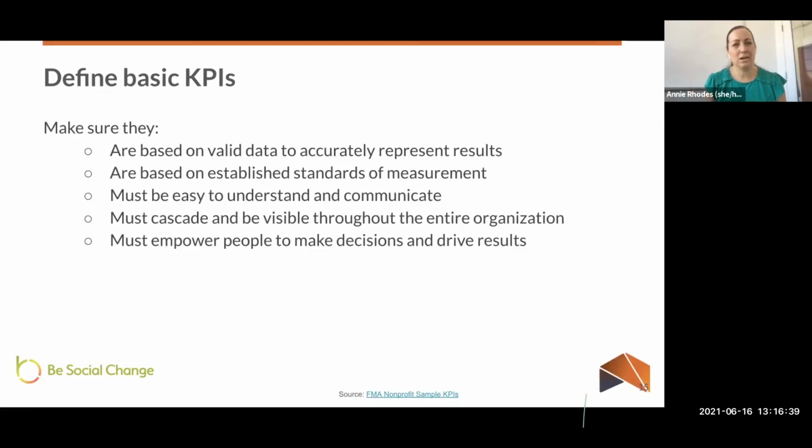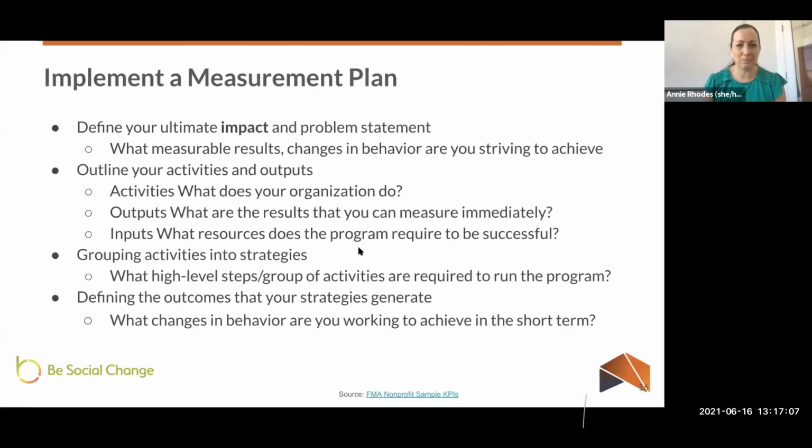You want to communicate these to all of your staff. You want to ground your staff meetings in these KPIs so that everyone is tracking to these same measurements. And you want to make sure that they empower everyone to make decisions. This is really important. If team members don't understand the importance of your KPIs, you want to make sure you're rallying them around your KPIs so that everyone knows we're moving in the same direction.